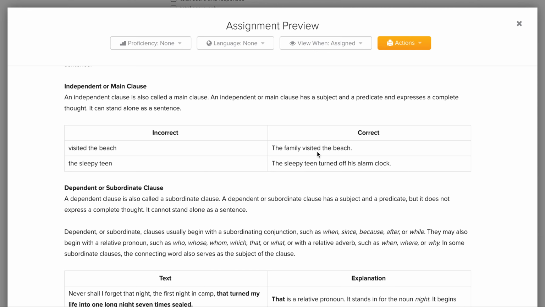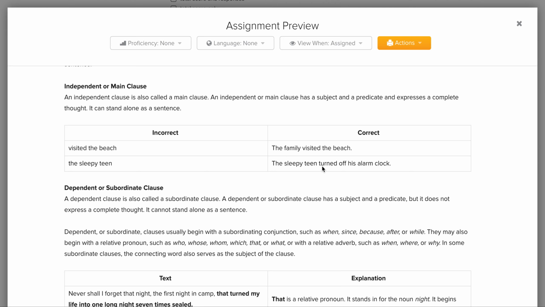The family visited the beach. This has a subject. The subject of the sentence or this clause is the family, and it has something happening: visited the beach. This qualifies as an independent clause, and it is a complete thought. You could put a period at the end of this and it doesn't feel like it's lacking anything. However, if I had dropped the subject out of the sentence and just had "visited the beach," this is no longer a clause because it doesn't satisfy having both a subject and a predicate. We'll reverse that with the next one.